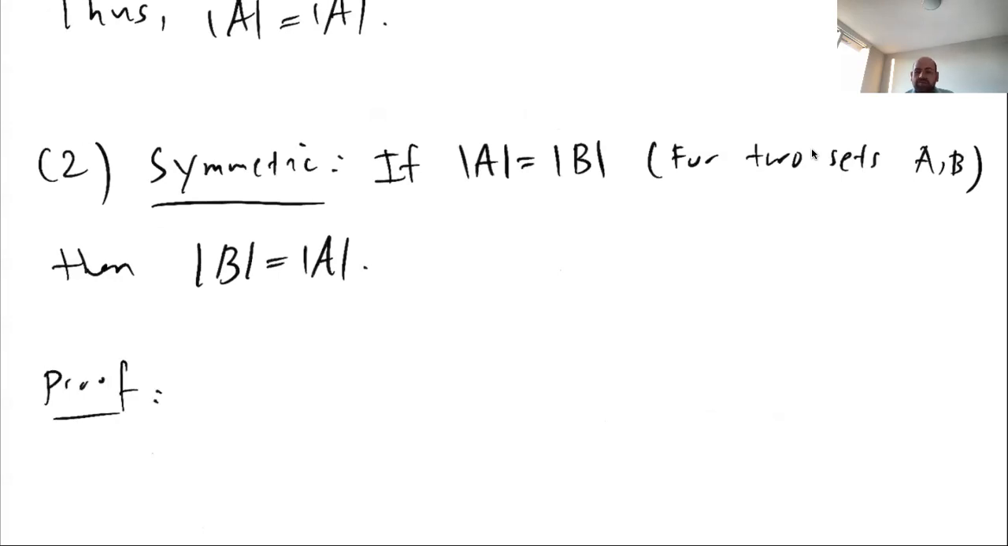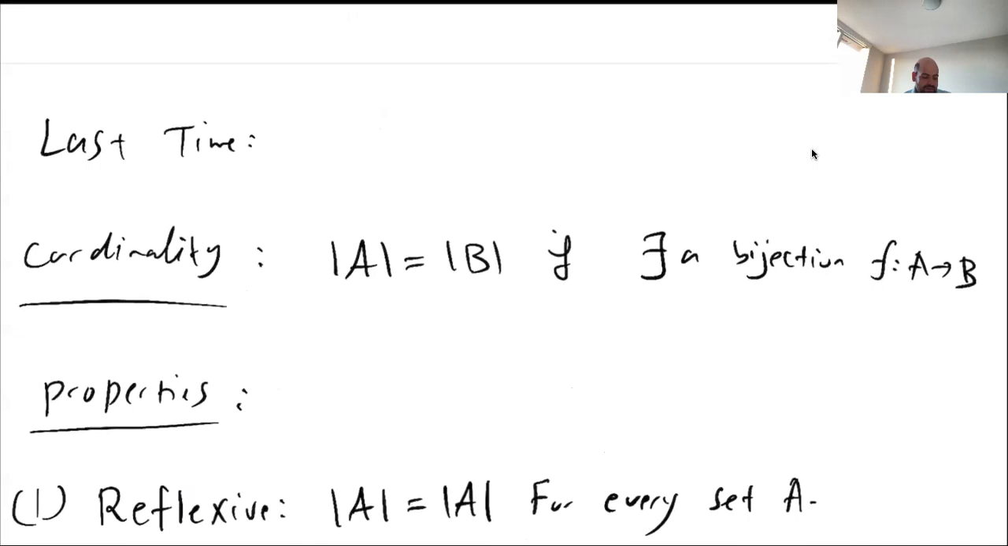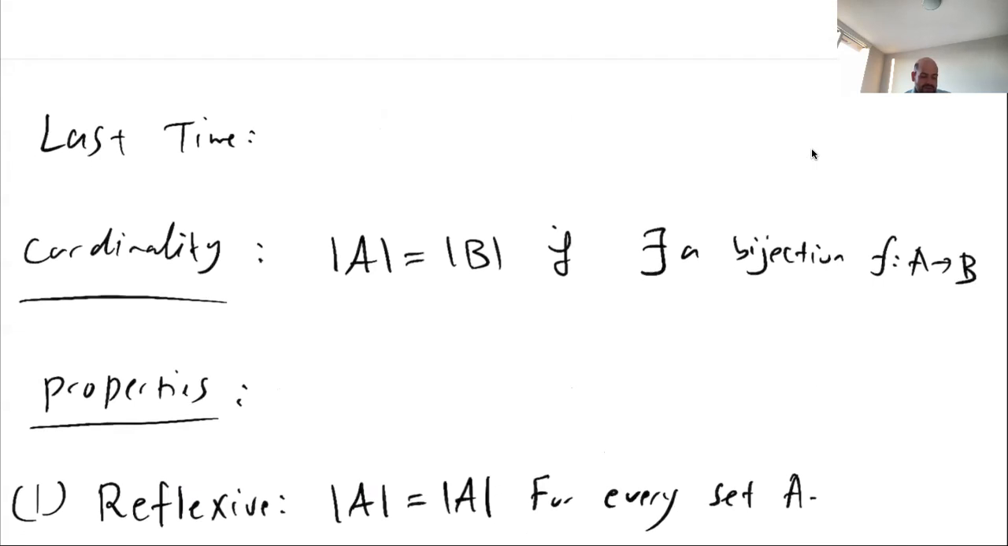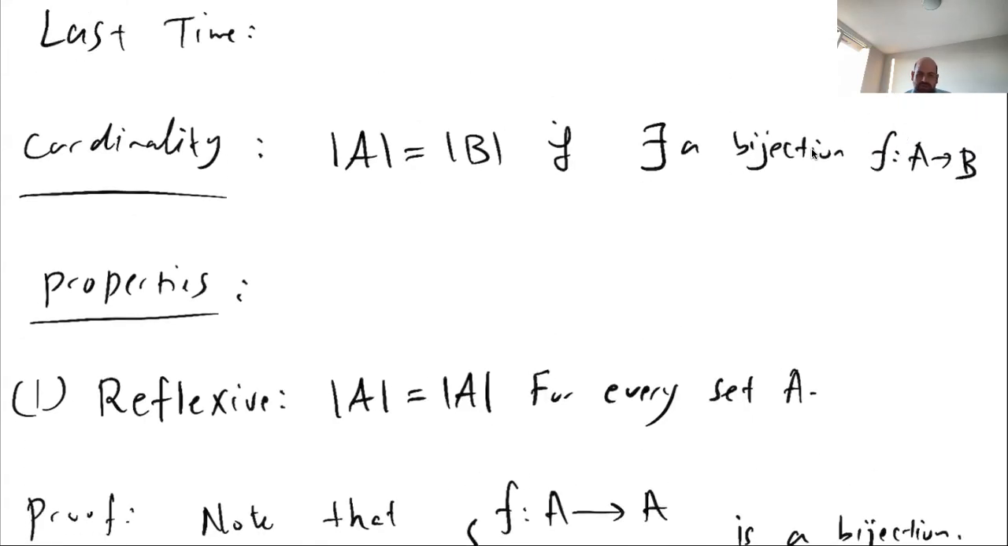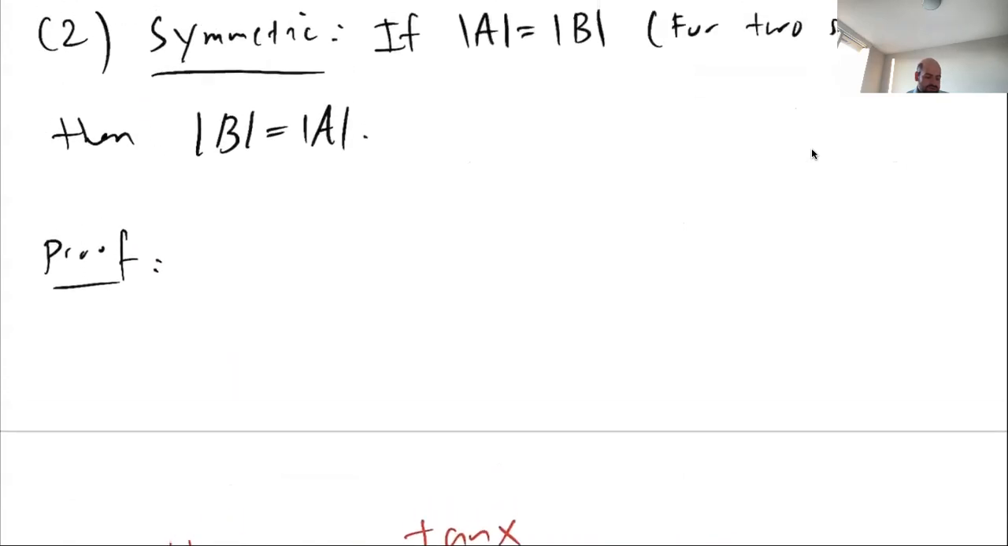Again, it looks very obvious, but things are not as obvious as they look. Because cardinality A equals cardinality B, according to the definition, means what? So let's look at the definition. Cardinality A equals cardinality B if there is a bijection f from A to B. So please note the order: a bijection f from A, the first set, to the second set B.